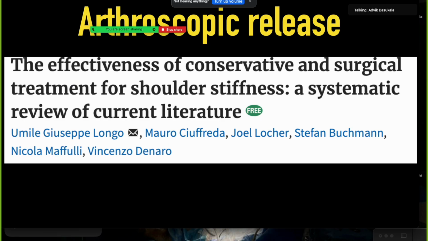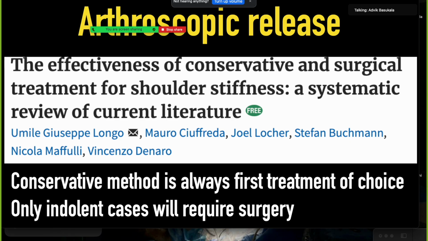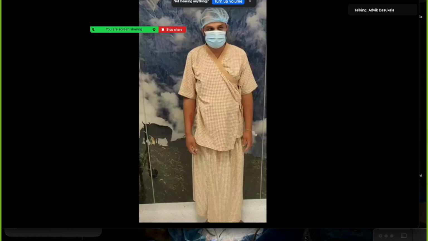So those cases, only in I think 3 to 5% of cases, in spite of a good physiotherapy protocol, injection, everything, they are not improved. The patient cannot sleep for months. They cannot do activities of daily living. In those cases where external rotation is still 0, then arthroscopic release is the method. Still, I want to highlight conservative treatment is the first treatment. Only indolent cases will require surgery.